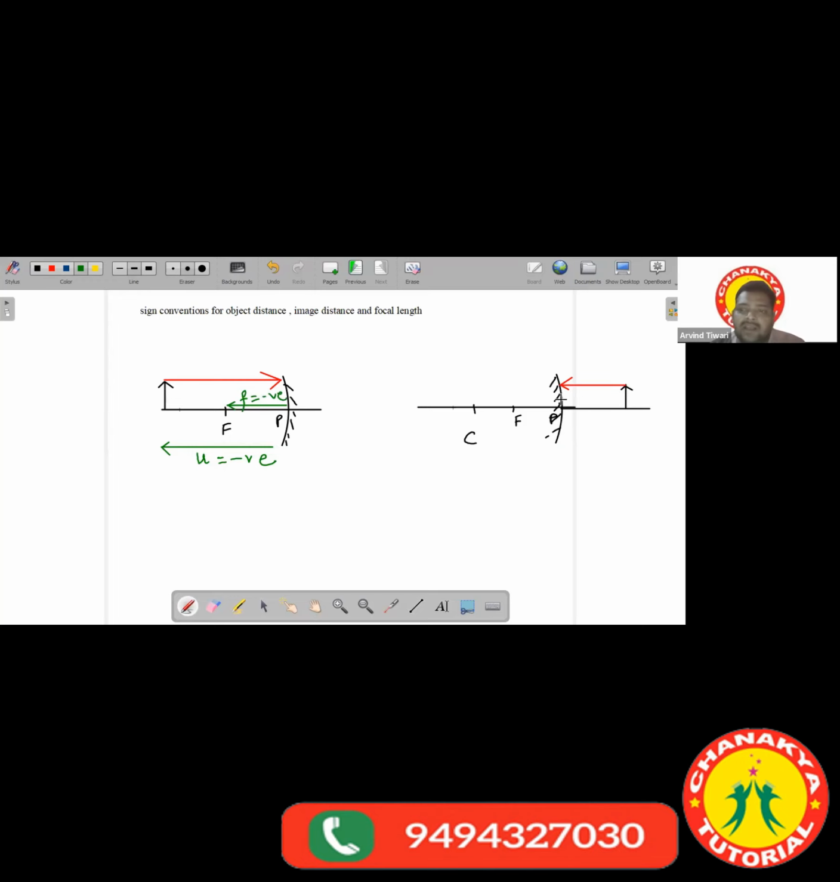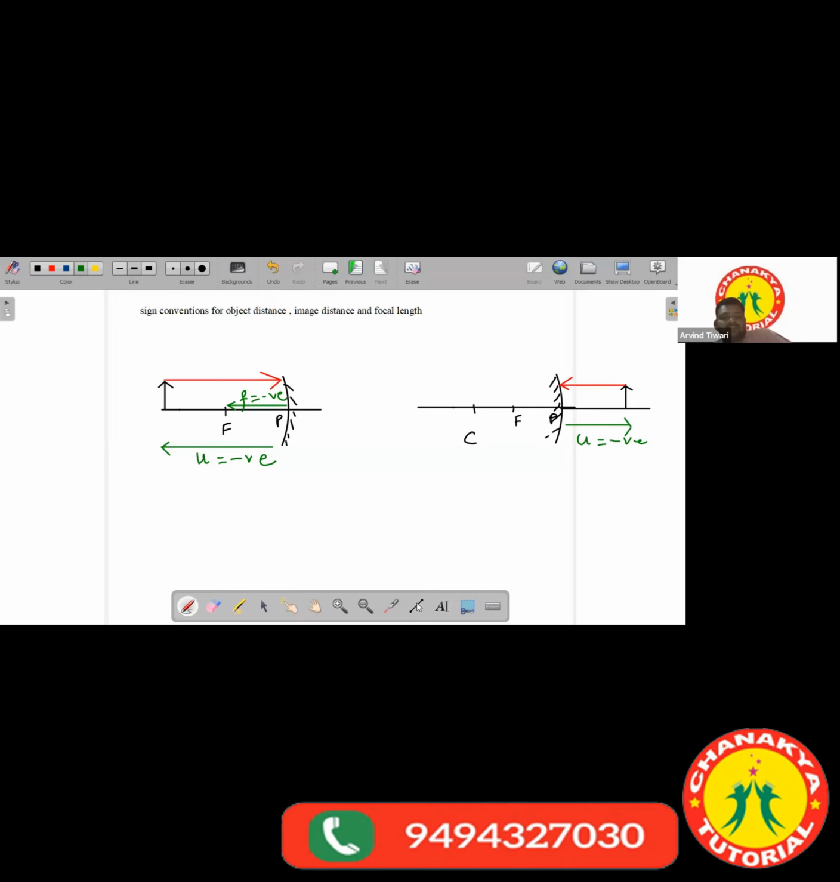Now for the convex mirror, if I measure the object distance, what should be the sign convention? The object is located here, and I measure the object distance. The direction of incident light is taken as positive. Is the object distance in the direction of incident light or opposite to it? It is opposite to the direction of incident light, so here also the object distance will be negative.